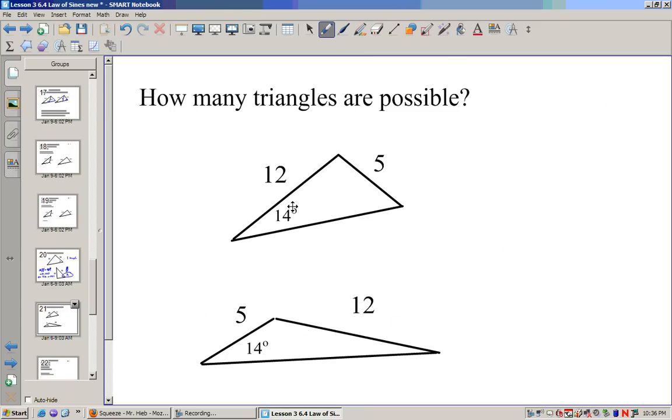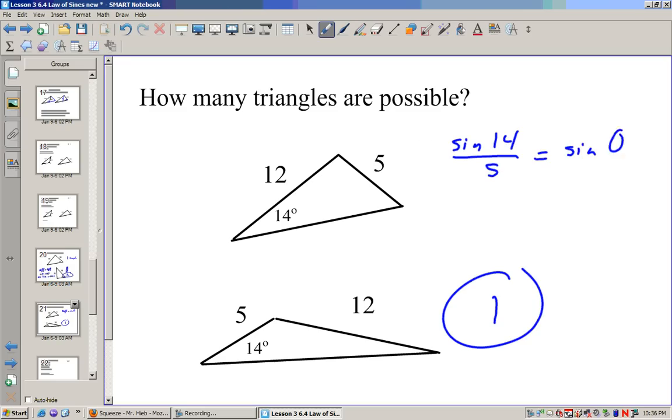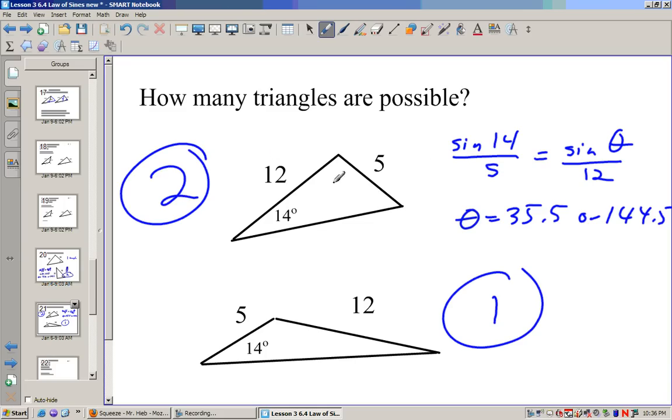How many triangles are possible here? Well, in this case, the opposite side is larger than the adjacent, so there's only one. And in this case, we have to do it out. Sine of 14 over 5 is equal to the sine of theta over 12. If I take the inverse sine, theta will be 35.5, or 180 minus that, 144.5. Now both of these added to 14 is less than 180, so there are two different triangles that can be created with these three sides.